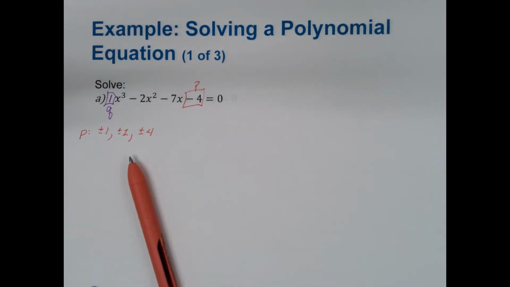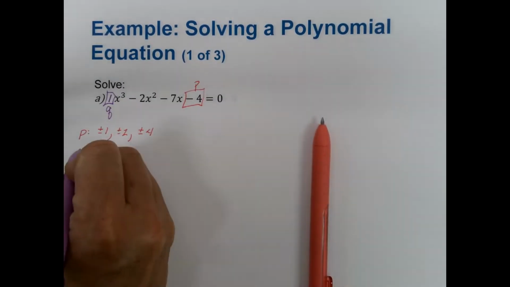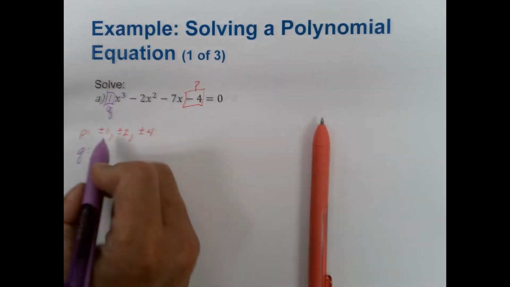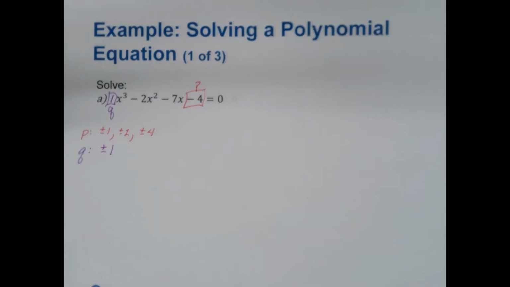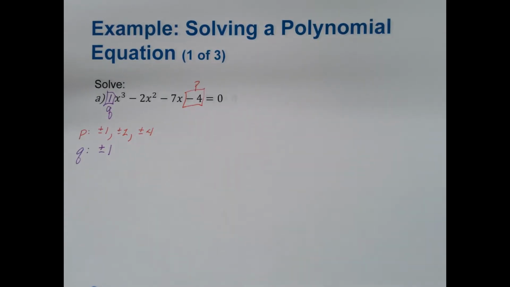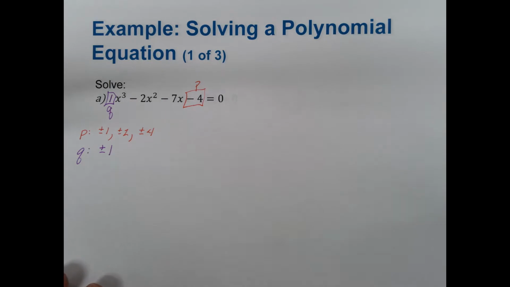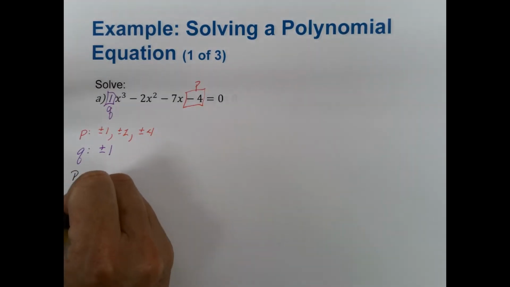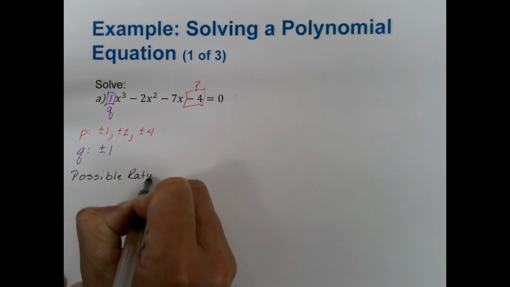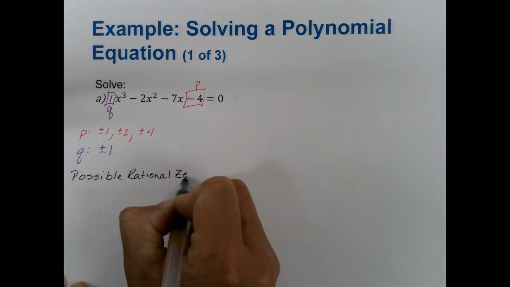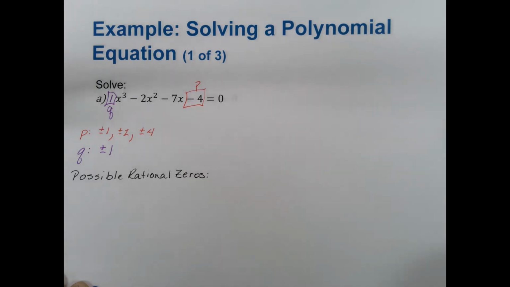You okay with finding the list of p's? Numbers that multiply to give us negative 4, technically. And then our q's, well, when the leading coefficient is 1, we like it. It makes our list easy. Our q's are just plus or minus 1. So that our possible rational zeros, those are your p's over your q's.